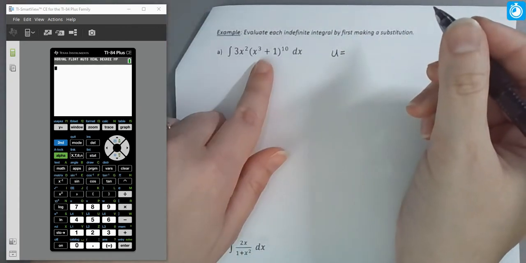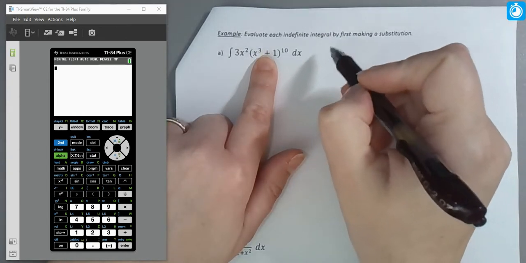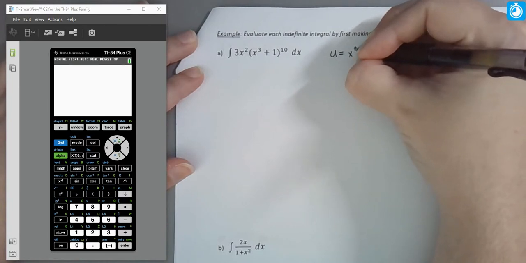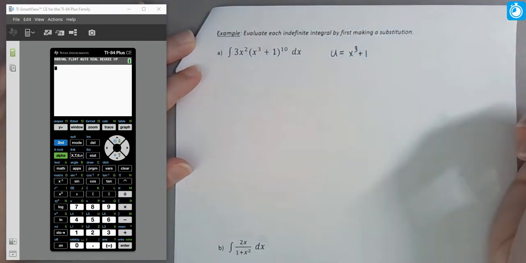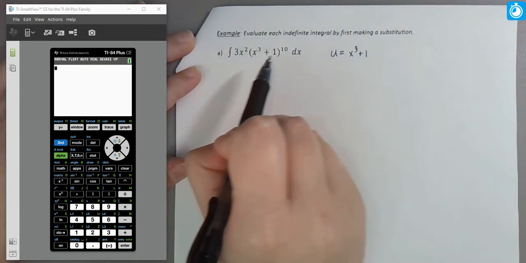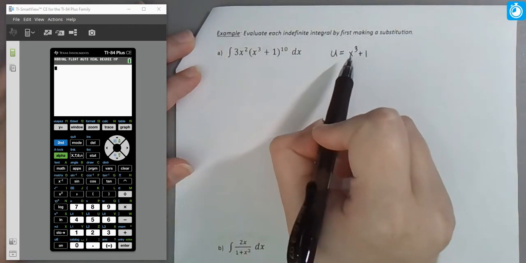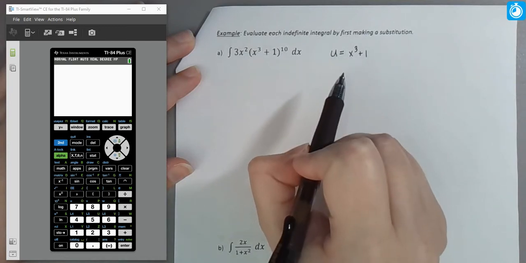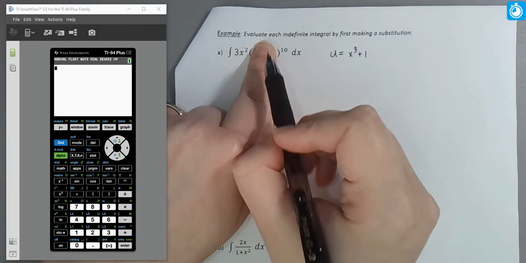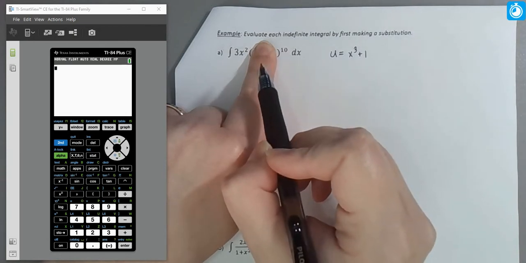So I'm going to replace my inner function with a new variable. So u is now going to be assigned the value of the inner function, x cubed plus 1. So wherever I see x cubed plus 1 in this problem, I'm going to be able to put a u instead. So that's going to take this inner function, make it a u, and then we'll just have u to the 10th power.